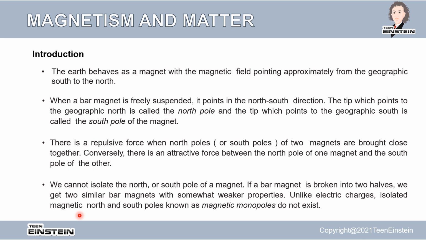Electric monopoles exist. So electric charges can be positive or negative, and they can be separated. But when it comes to magnetism, you cannot separate a north pole from a south pole. So if a bar magnet is broken into two halves, we get two similar bar magnets with somewhat weaker properties. Unlike electric charges, isolated magnetic north and isolated magnetic south poles, known as magnetic monopoles, do not exist.